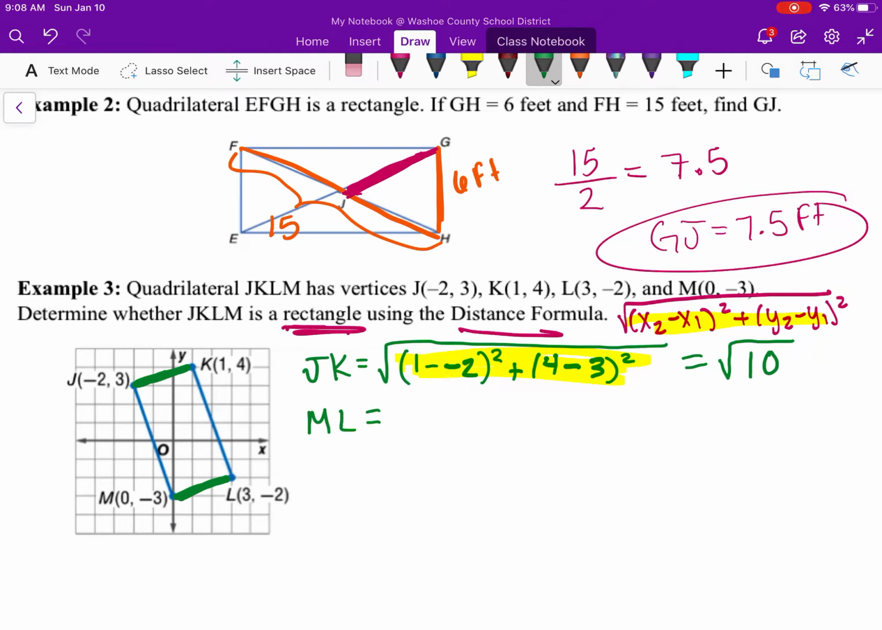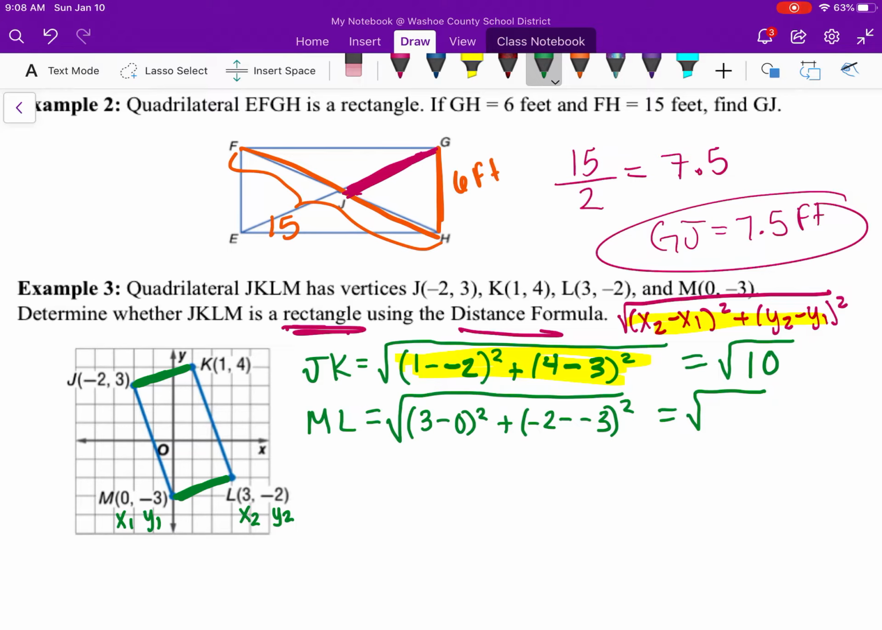And I'm going to do that again with M and L. That's the next segment that I'm going to compare. So this is going to be my x1, y1. This is my x2, y2. And same thing, I'm substituting into that distance formula. So I have 3 minus 0 squared plus -2 minus -3.